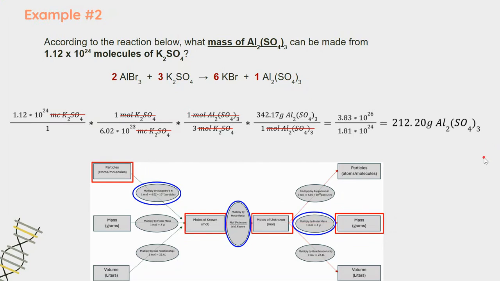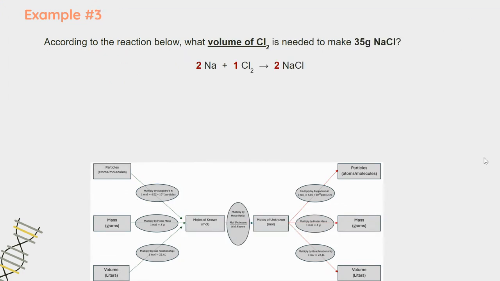Let's look at one more example, but I'm going to have you try setting this one up first. In the reaction below, it asks what volume of Cl2 is needed to make 35 grams NaCl. Now notice in this case, we're starting with an amount of product. That's okay though. Stoichiometry can still make a prediction. In this case, the prediction is the volume of a reactant, and we can still make that prediction.